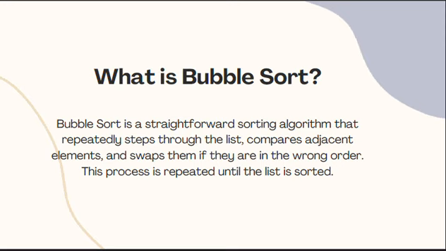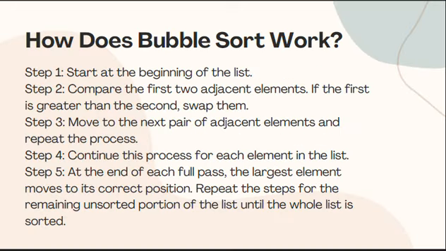Bubble sort is a straightforward sorting algorithm that repeatedly steps through the list, compares adjacent elements, and swaps them if they are in the wrong order. This process is repeated until the list is sorted. It's called bubble sort because smaller elements bubble to the top of the list, just like bubbles rising in water. Now, how does bubble sort work?